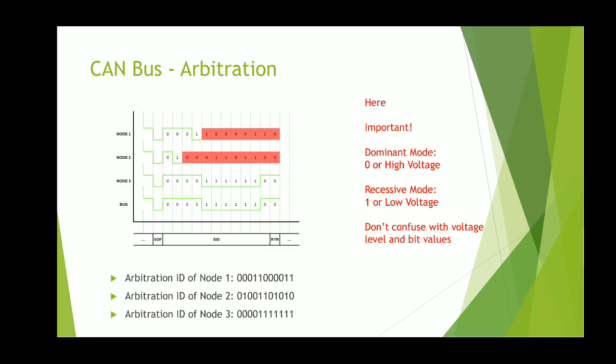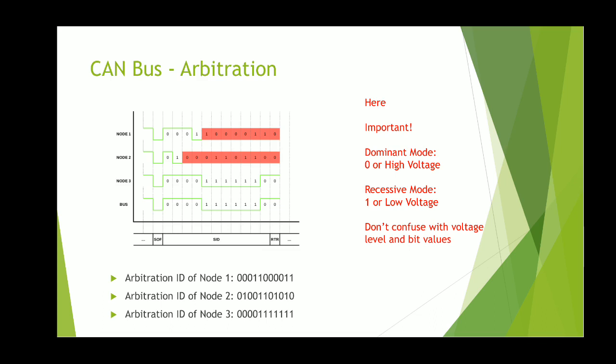After sending the start of frame bit, the nodes will try to send the arbitration ID. The arbitration ID of each node is unique, and it is based on the priority of the messages. Here we can see that the first bit of the arbitration ID of node 1, node 2 and node 3 is 0.